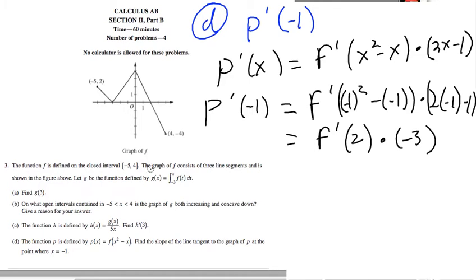Well, let's look at our graph. What's the slope at 2? What's f prime of 2? It seems to be negative 2. I think we can agree this is a slope of negative 2. It's pretty obvious that it's down 4 and over 2. So in other words, it's down 2 and over 1. So this is negative 2 times negative 3. This is negative 6.